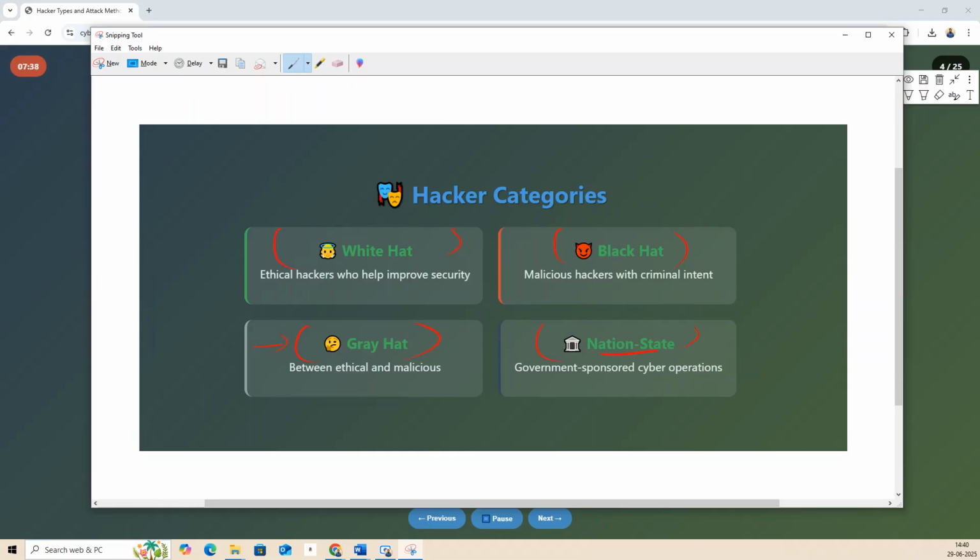these are the most dangerous. Think military grade cyber operations with unlimited budgets and sophisticated capabilities. Each category has different motivations, different capabilities, and different approaches. Understanding which type you're dealing with is crucial for mounting an effective defense. Let's start with the good guys and work our way down to the most dangerous.